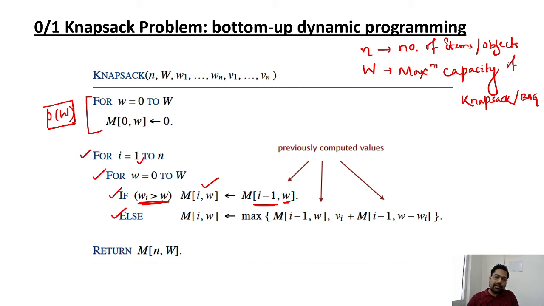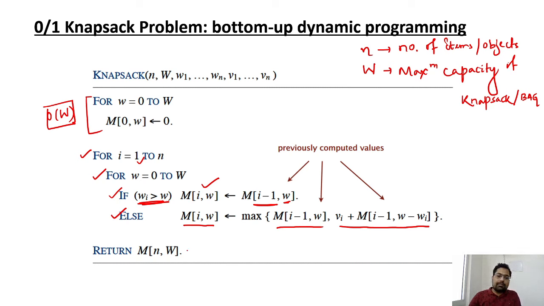Next, if such a case does not arise, if the capacity is greater than the weight assigned to that item, in that case we'll be finding the maximum of adding these elements with the previous element. Within that, which one is maximum? Because maximum is our target. Why? Because we need maximum profit. That is why the max function is used.